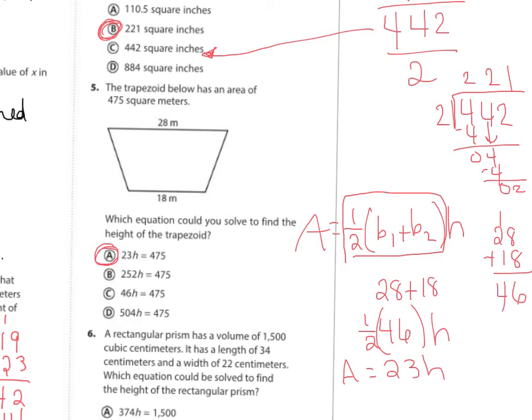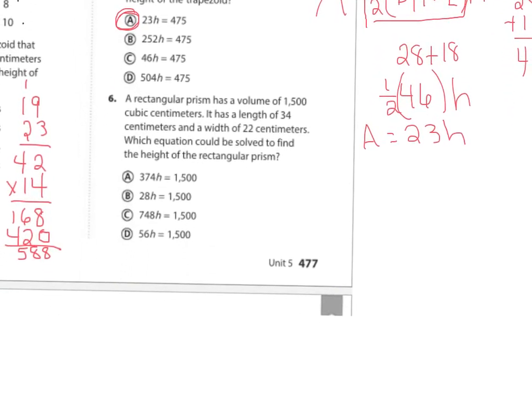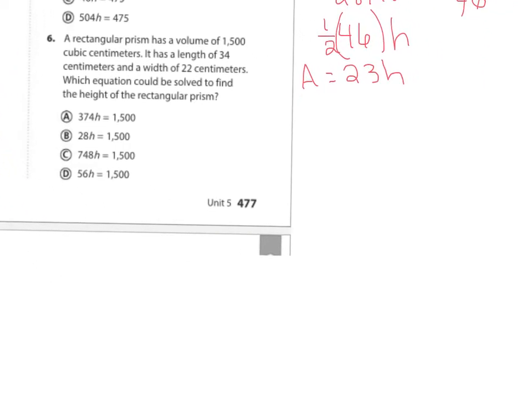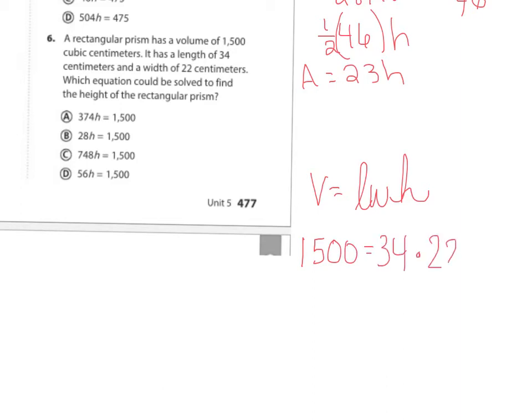All right, number 6. A rectangular prism has a volume of 1,500 cubic centimeters. It has a length of 34, a width of 22. How would you find the height? Okay, so remember our formula is volume equals length times width times height. And they give us the answer. And they tell us the length. And they tell us the width, but they don't tell us the height. Okay, that's the height.